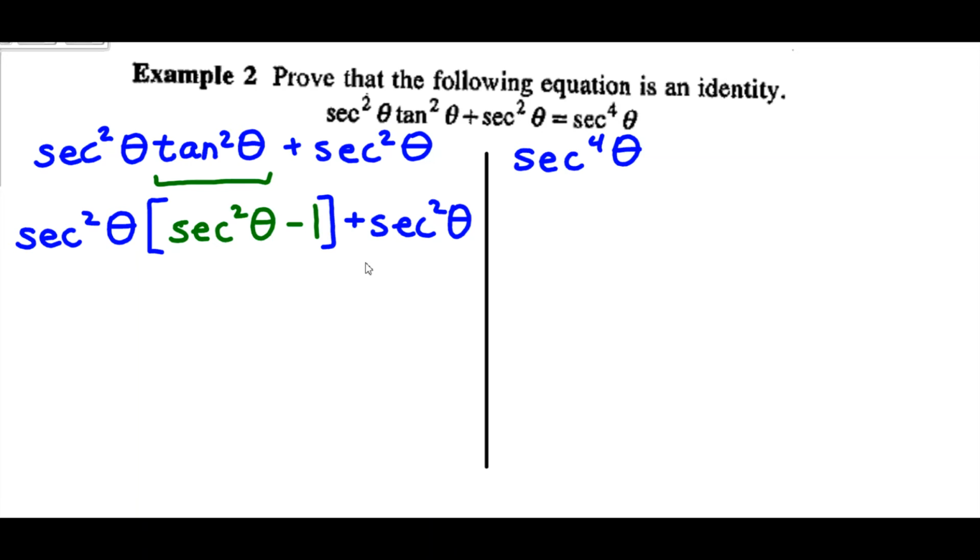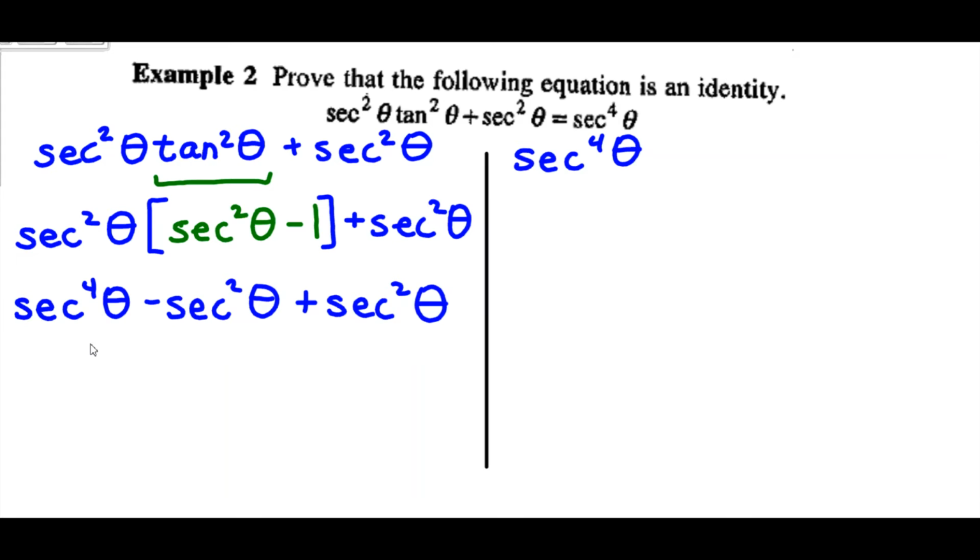Now I put it in brackets because I need to remember that secant squared theta is going to be multiplied by it. So I need to make sure that I'm distributing it into those brackets and I'm doing this properly. So my next step is going to be that distribution. I'm going to take secant squared theta, I'm going to multiply it by secant squared theta. That's going to give me secant to the 4 theta. Secant squared theta times -1 is negative secant squared theta. And this plus secant squared theta is going to just continue to come down.